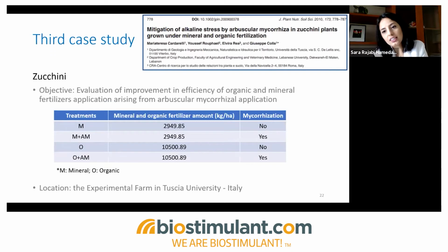The third case study investigates the impact of mycorrhization on mineral and organic fertilizer consumption intensity, in the case of zucchini production. So in the experimental farm of Tuscia University, 4 treatments were defined based on use and non-use of arbuscular mycorrhizal fungi in both terms of mineral and organic fertigation.